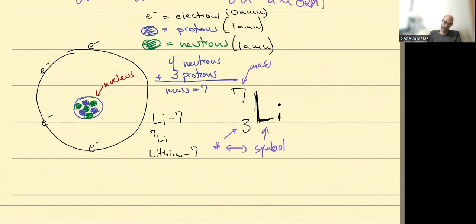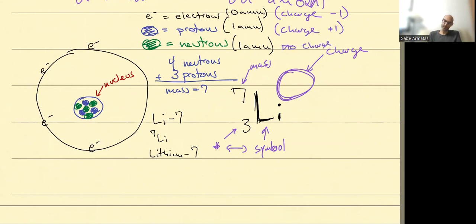Remember, these two things are always linked: mass and the number, or the symbol and the number. And then the last part here is charge. We have to remember that electrons have a charge of -1. Protons have a charge of +1, and neutrons have no charge.